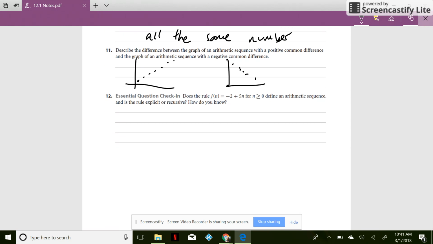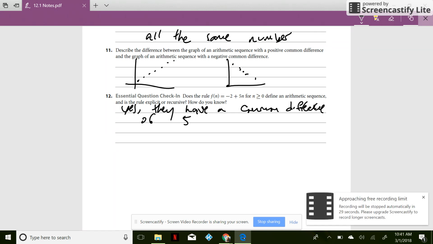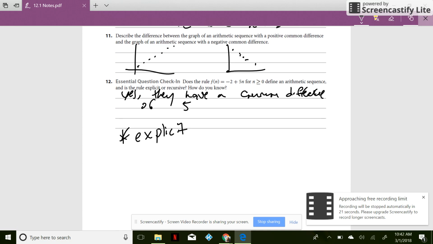Does the rule f of n is equal to negative 2 plus 5n for n greater than or equal to 0 describe an arithmetic sequence? Yes, it does. They all have a common difference of 5, and it's an explicit rule because it's specific for one value and it's not depending on the other.